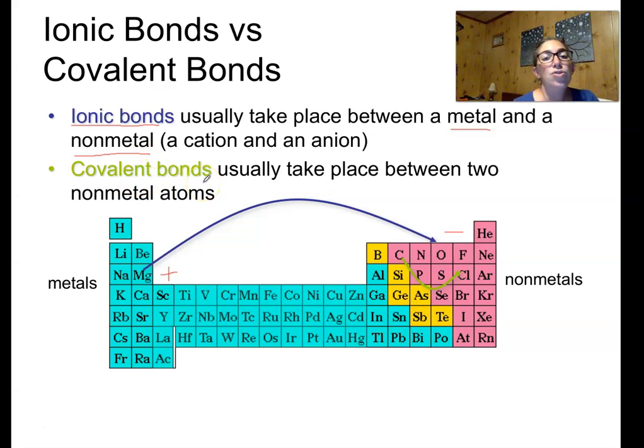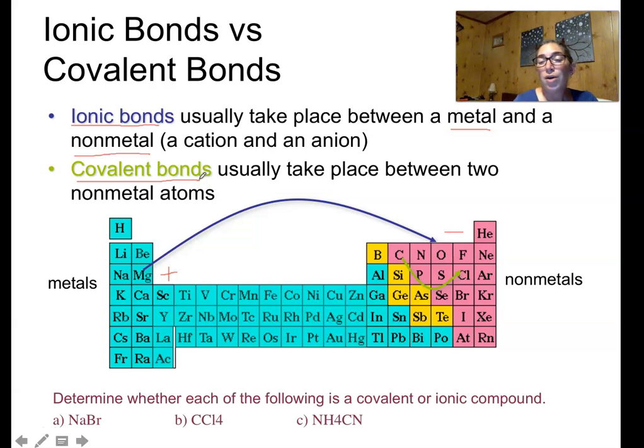Covalent bonds, though, usually take place between 2 nonmetals. So if you have a compound that's made up of 2 or more nonmetals, then that's a covalent bond. So you could have questions on the homework or on a test that ask you, is this an ionic compound or a covalent compound? And you could determine that just based on the chemical components. If it's a metal and a nonmetal, then it's ionic. If it's 2 or more nonmetals, then it's covalent.